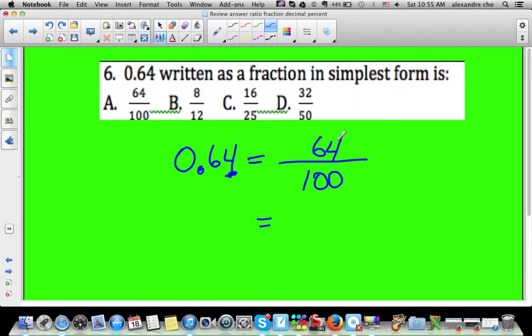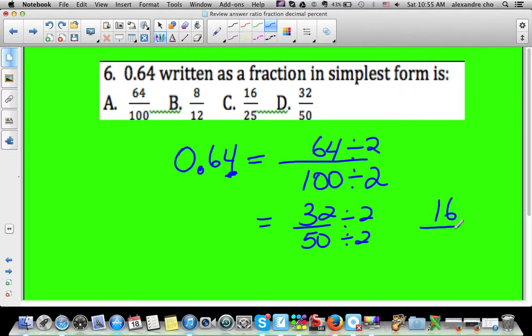So we can divide this by, we can always divide it by 2 if we don't know a higher number. So 64 divided by 2 is 32, and 100 divided by 2 is 50. That's still not in simplest form, so I'm going to divide that again by 2, and 50 by 2, giving us 16 over 25. And that cannot be simplified any further. So final answer, we have C.